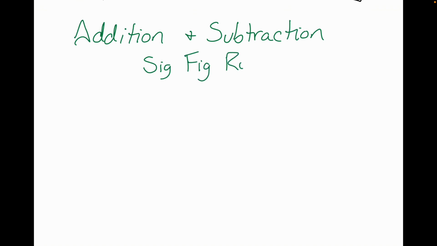What are our sig fig rules? All right, so let's do a problem like 3.2 plus 46.998.